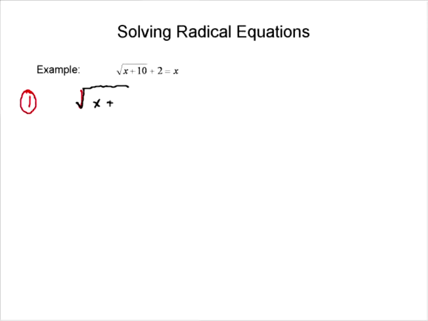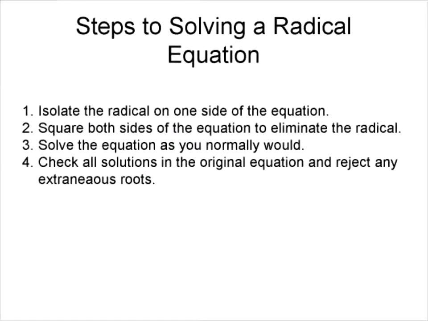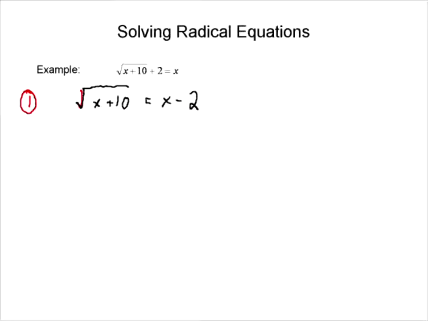Square root of x plus 10 is equal to x minus 2. So all I've done is subtract 2 from both sides of the equation. So that's the first step. First step's done. Second step, square both sides of the equation and eliminate the radical.